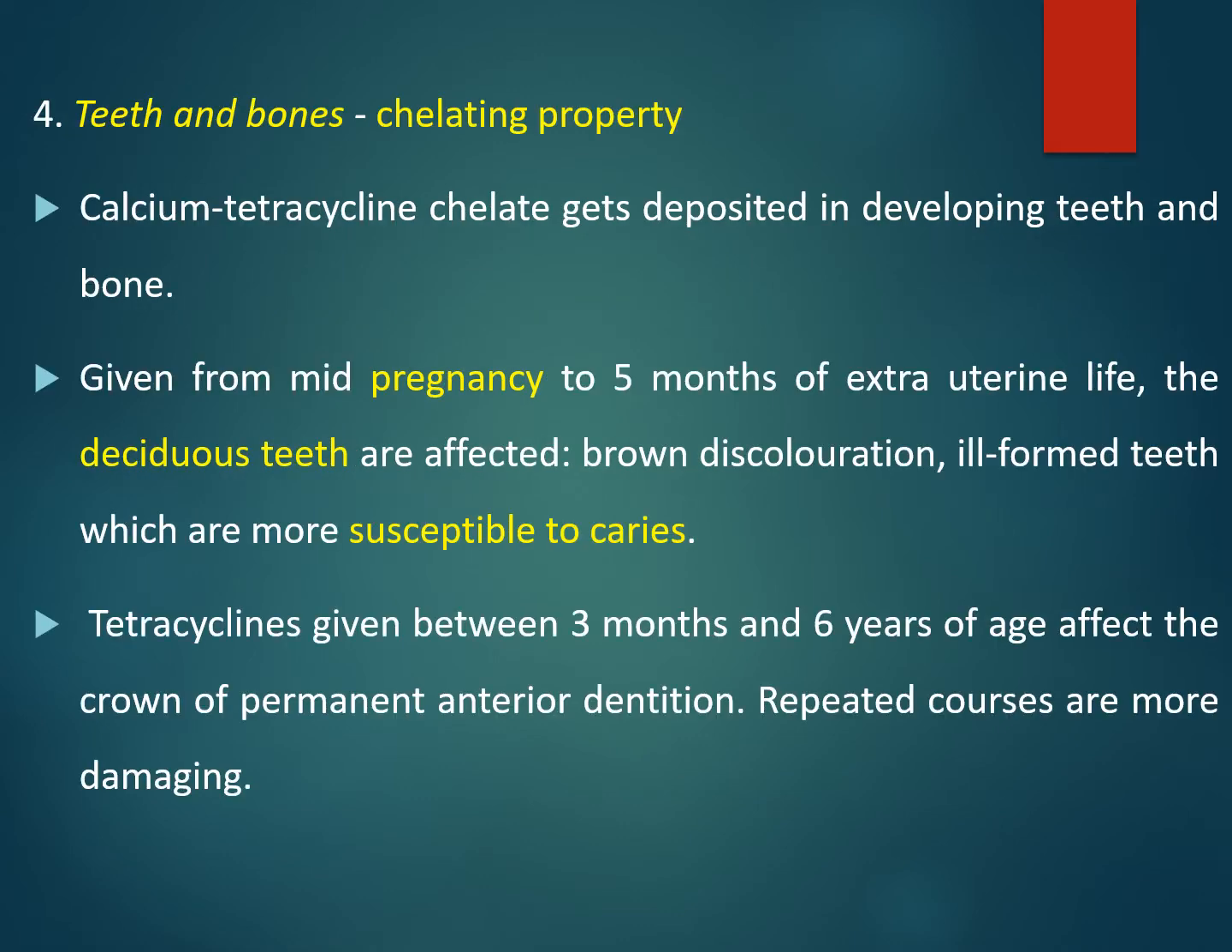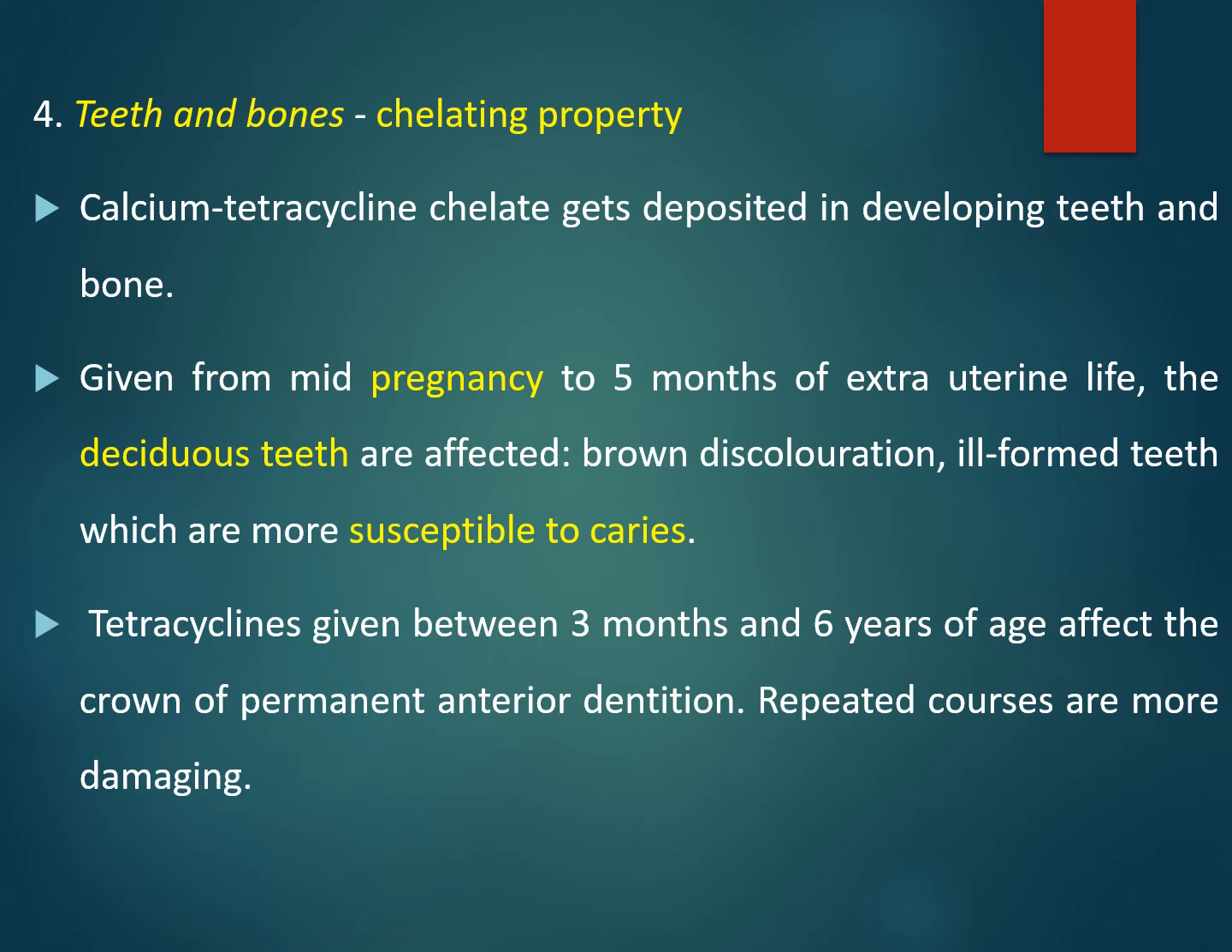And very important, as I already told you about their chelating property, they are going to form calcium tetracycline deposits in developing teeth and bone. That's why, as I told you, these are contraindicated in pregnancy and contraindicated in children. Given from mid pregnancy to the fifth month of extrauterine life, the deciduous teeth are going to be affected, will cause brown discoloration, ill-formed teeth, which are more susceptible to caries.